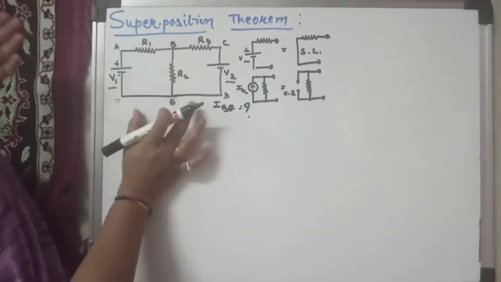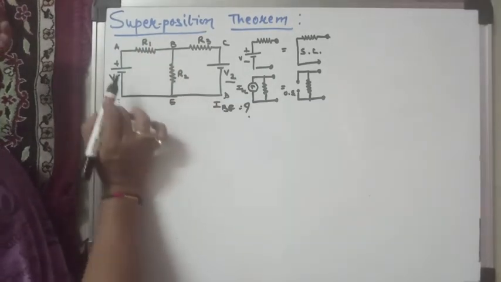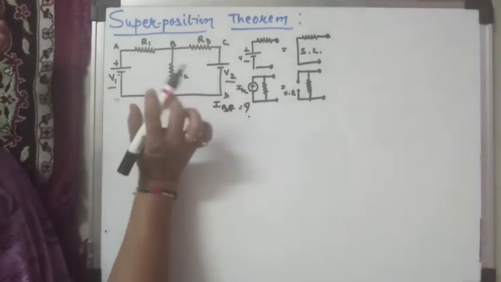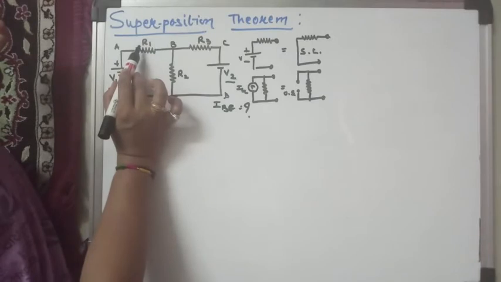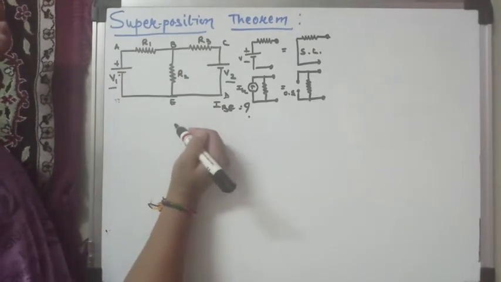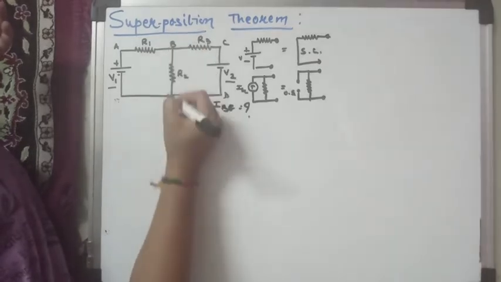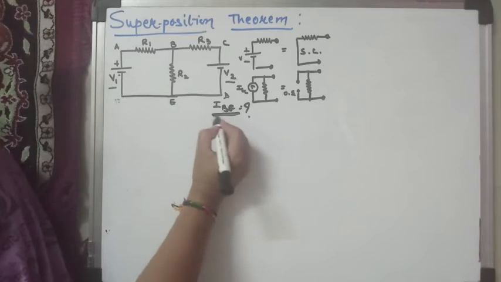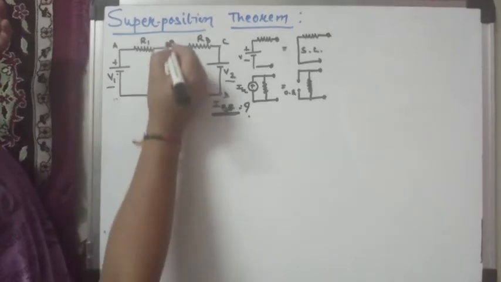See here, one simple network is given which has two voltage sources V1 and V2 and three resistances labeled R1, R2 and R3. Suppose you want to find the value of the current passing through the branch BE.